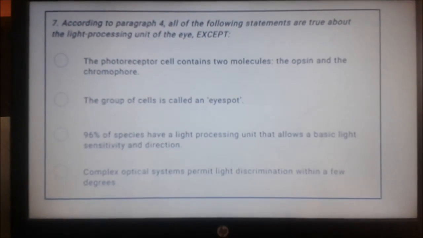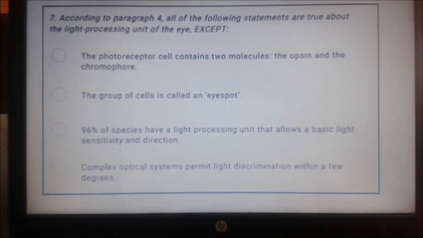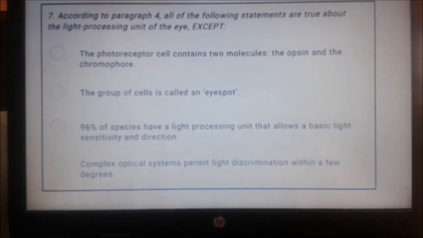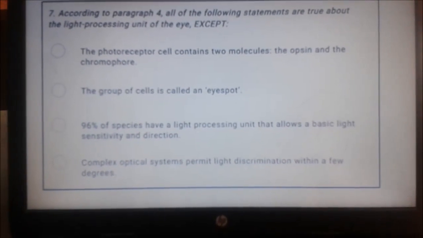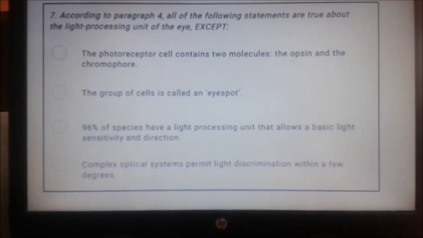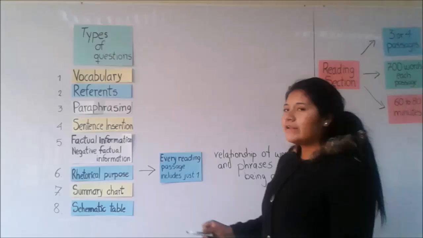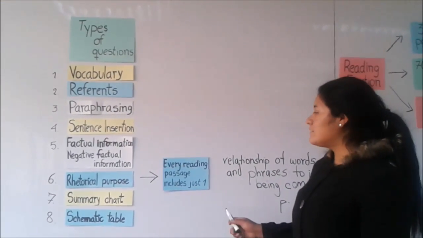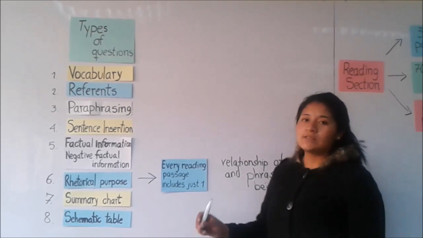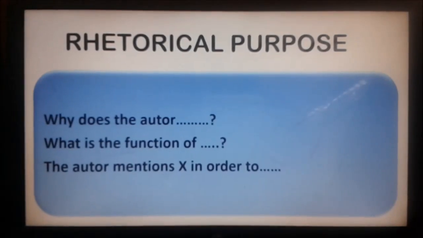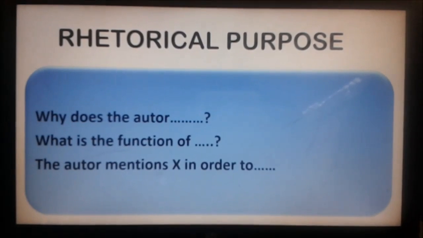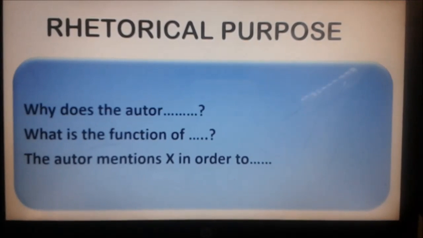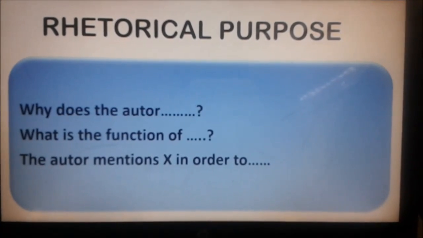The questions are also generally in order of the information presented in the passage. Questions that require you to scan the entire passage for the answer usually come later. Rhetorical purpose is another kind of TOEFL reading question. Every reading passage includes just one. So you need to identify the rhetorical purpose with the following questions: What does the author? What is the function of? The author mentioned X in order to.